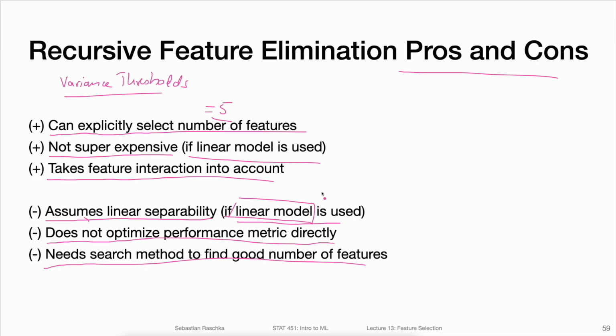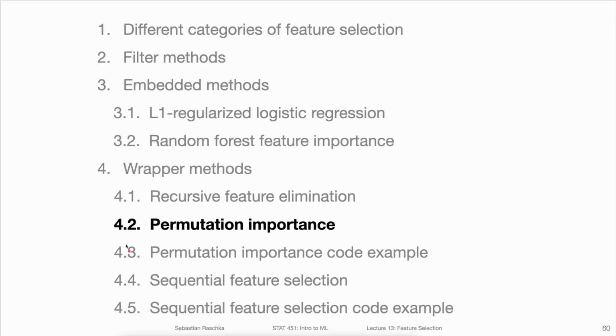And in the upcoming videos, I will show you a method that looks directly at the model performance, the predictive performance of the model that we care about, to do the feature selection. So in the upcoming videos, we will then talk about permutation importance and sequential feature selection. So see you next time.